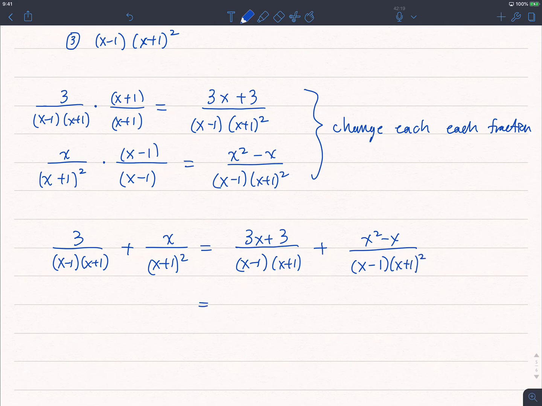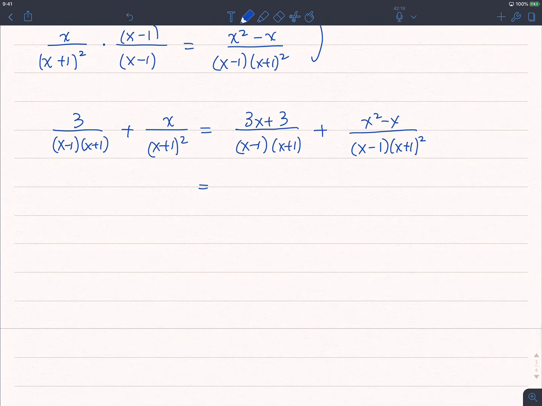And now we can simplify the numerators. So here we have x squared, we have a 3x minus x, so that's a 2x, plus 2x, and plus 3. And in the denominator, we have an x minus 1, x plus 1, oops, missed a squared here, quantity squared.